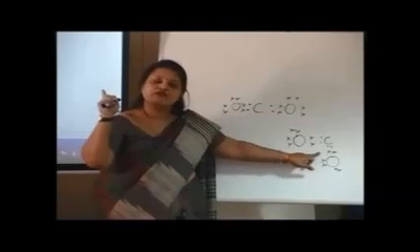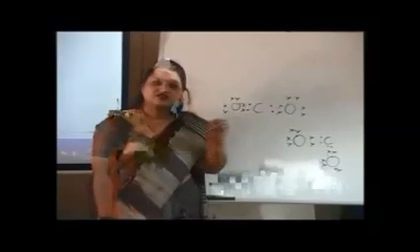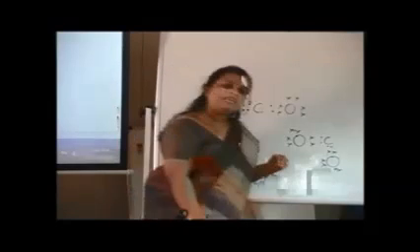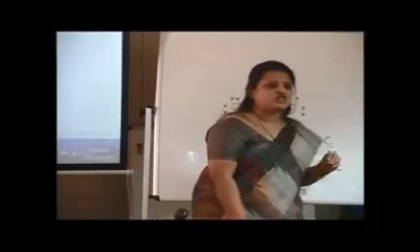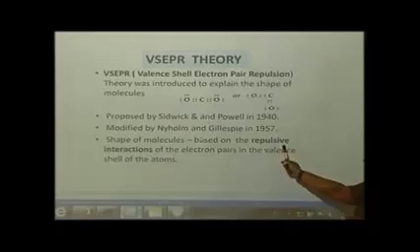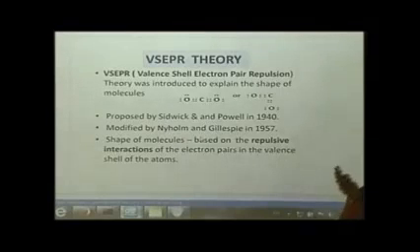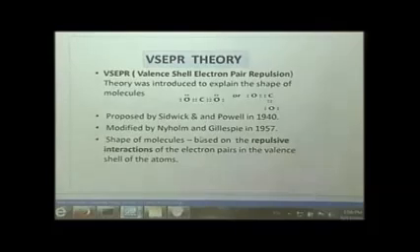VSEPR, as I have said, needs you to write down the Lewis dot structure. We place the electrons away from each other in order to minimize repulsion. The shape of the molecule is based on the minimum repulsive interactions. So after writing down the Lewis structure, we should try to have the electron pairs as far apart as possible so as to have minimum repulsions.